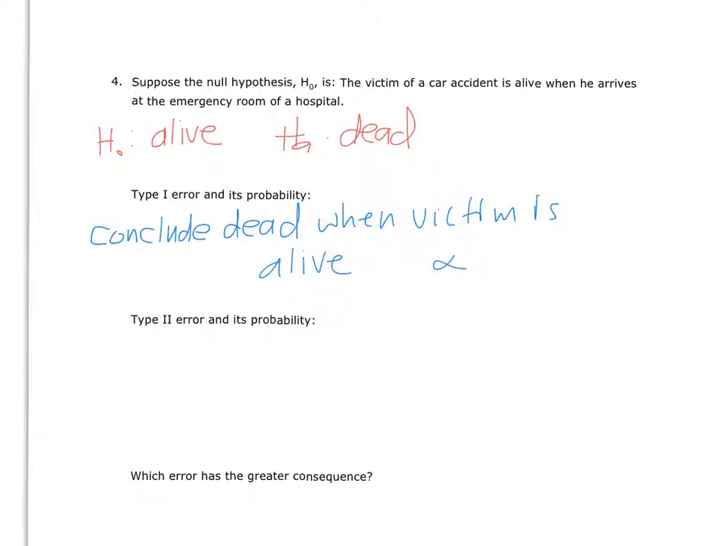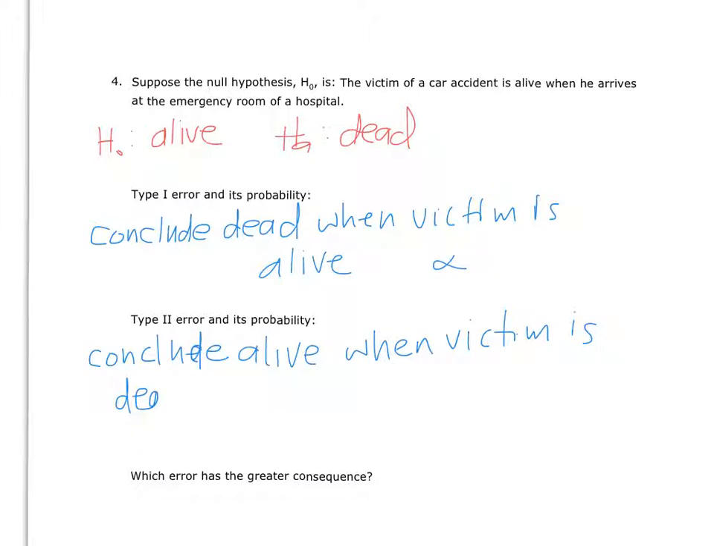Okay, type 2 error and its probability. So that is going to be to conclude that the victim is alive when the victim is actually dead. And that has probability of beta.